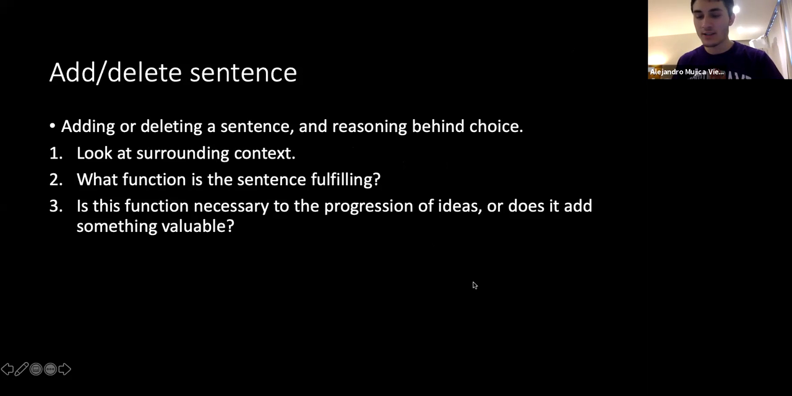Add or delete a sentence. So this question will usually give you a sentence and it'll tell you the writer is thinking of adding this sentence, or the writer is thinking of deleting this sentence, and it'll underline the sentence. So for this question, there's two things you have to figure out. One, are you going to keep the sentence if you're thinking about deleting it, or are you going to add it if you're thinking about adding it? And then the second part is why. Why are you going to keep it, or why are you going to add it, or why not?